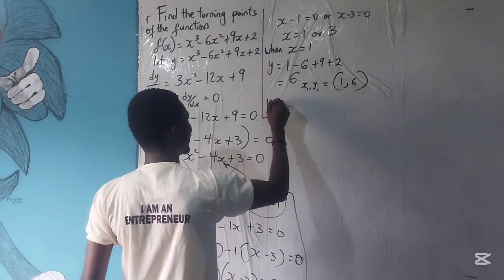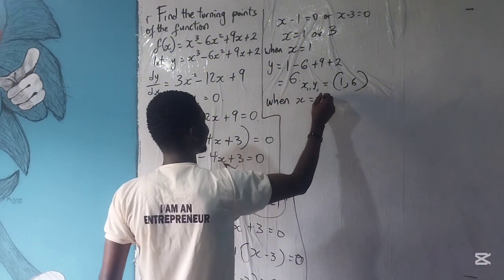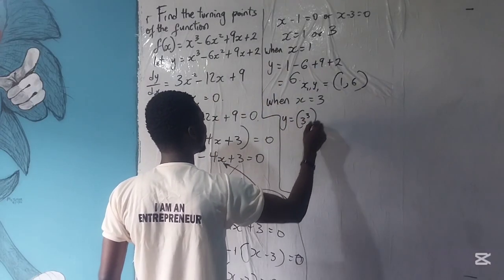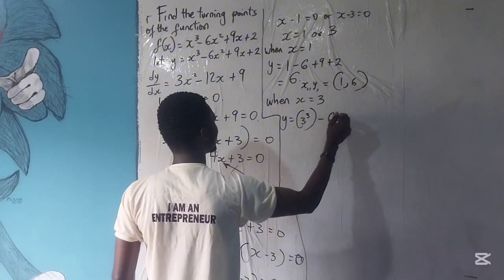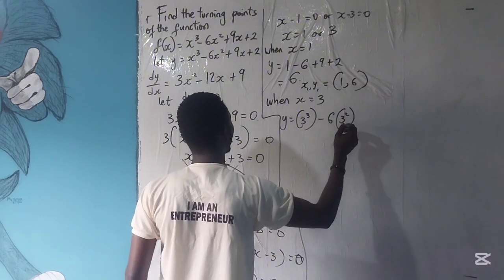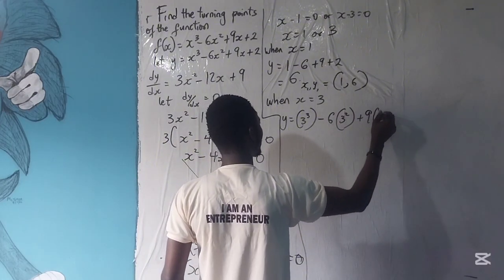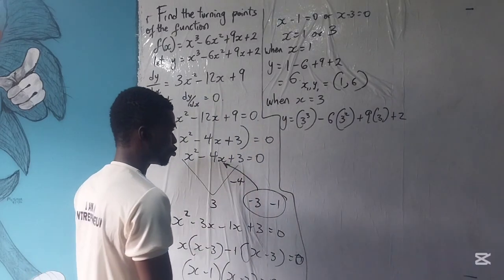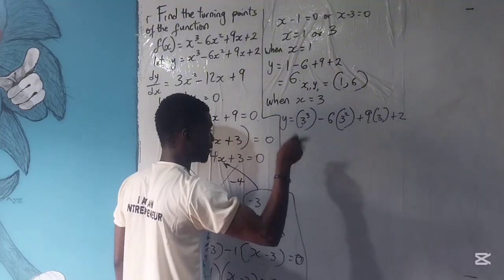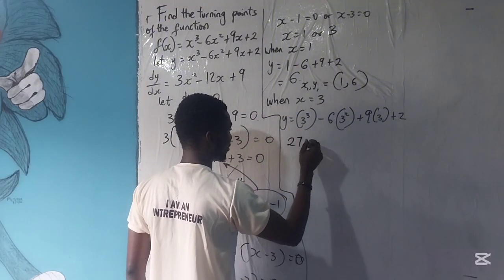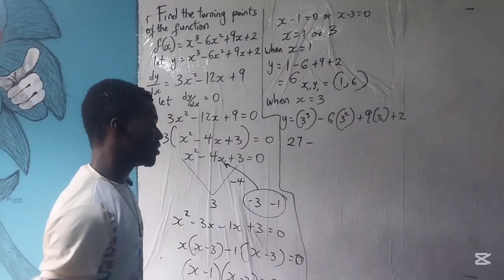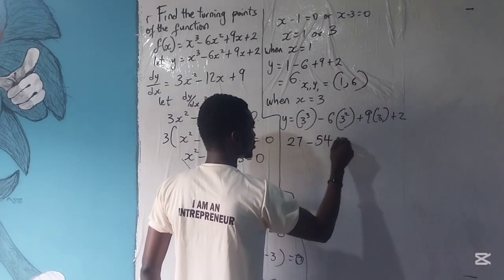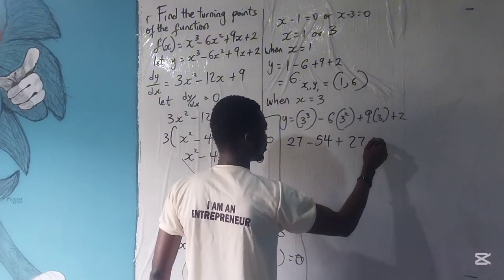Now, the second one, when x is 3. Putting x is 3 here, that means we are going to have y equals 3 cubed, right? 3 cubed minus 6 into 3 squared, right? Plus 9 into 3 plus 2, right? Now, 3 cubed is what? 27. 3 times 3, 9 times 3, 27. That's 27 minus 3 times 3 is 9, 9 times 6 is 54. Plus 9 times 3 is 27, plus 2.